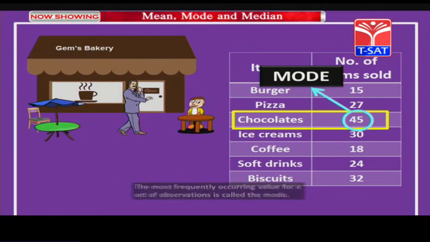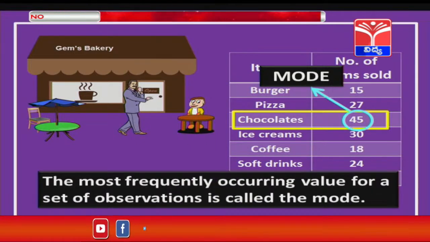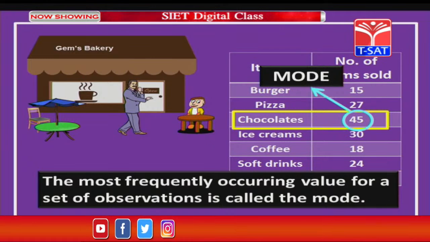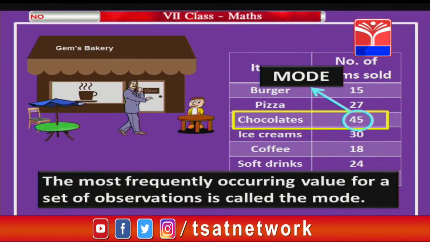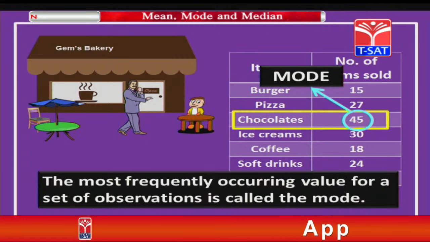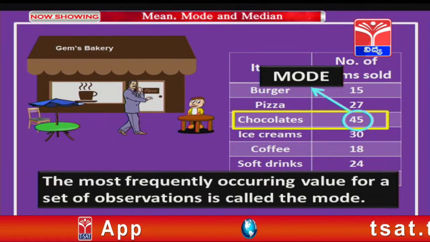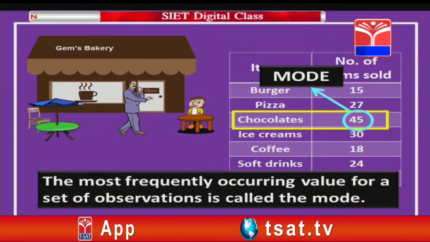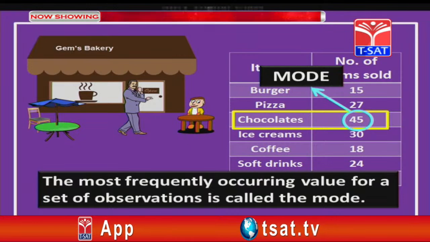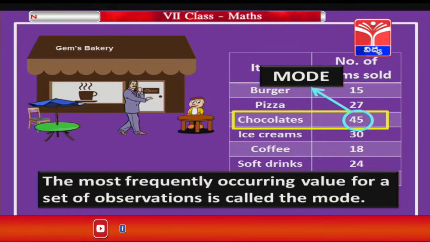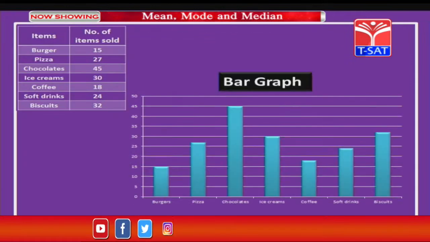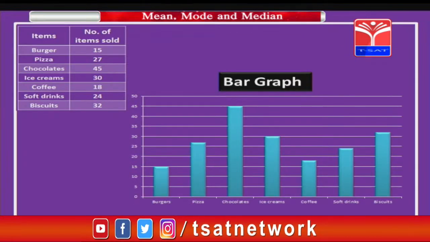So, the observation which repeats more number of times is generally called the mode of the data. So, how do we define it, children? The most frequently occurring value for a set of observations is called the mode. So, I think you have understood the concept of mode. Okay, children. To understand more, let us take the example of a bar graph.